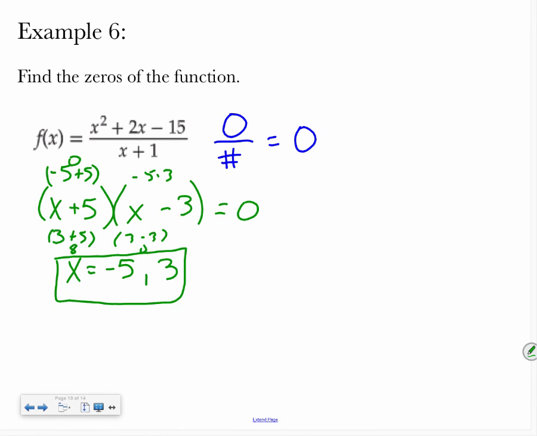So the zeros of our function are when x equals negative 5 and x equals 3. That's all you have to do when you want to find your zeros. You don't have to do anything with the denominator. You only have to look at what makes the numerator 0.